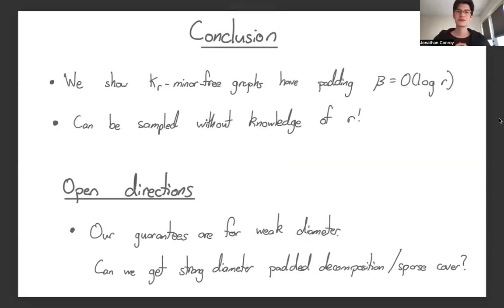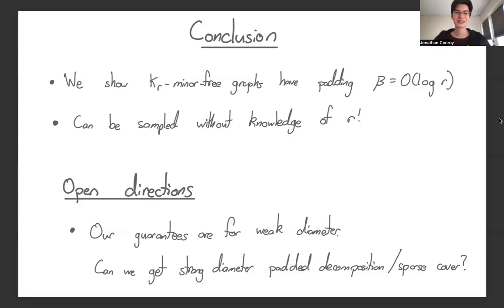Okay, so to conclude, we've shown that every K_R minor free graph has padding parameter log R. And in fact, we can sample this padded decomposition without any knowledge of R, the size of the excluded minor. So even if one is just interested in general graphs or graphs that exclude some very large excluded minor, you can use our new padded decomposition, and it's going to be no worse than Bartal's log n padded decomposition.